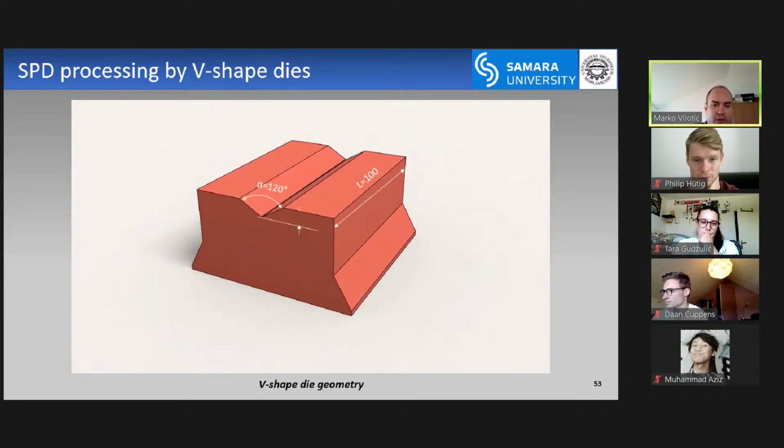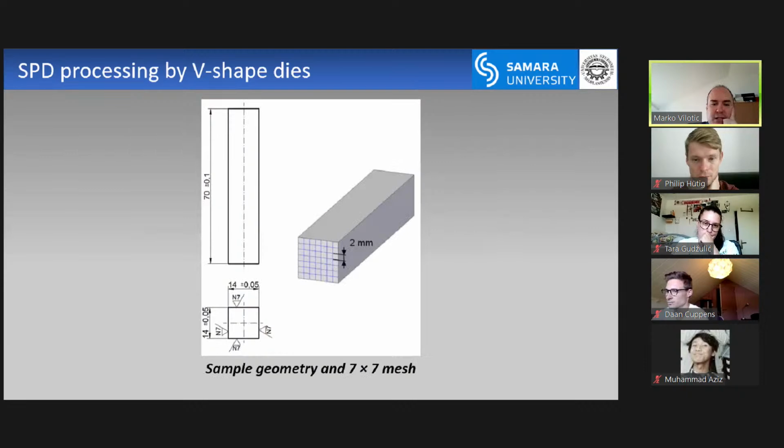If you want to, you can also check my publications. You can find the dimensions of this die, and these are the dimensions of the sample. And we intentionally impose a mesh, like a net, on the sample forehead, so we can check the change of this square cell as it changes shape. So we can measure the strain, we can measure the deformation.